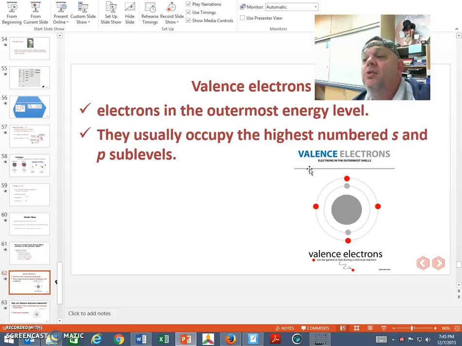They are the electrons in the outermost energy level. They usually occupy the highest numbered s and p levels. That's really, really important. Now, take a look at that diagram there, okay?